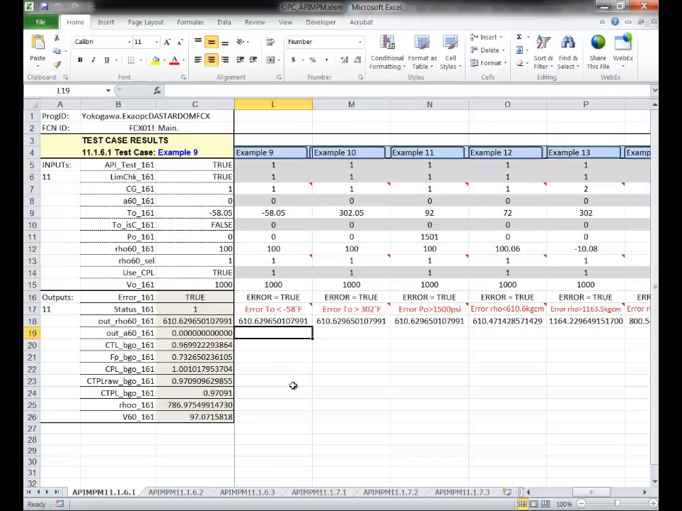Okay, that was probably a little long explanation going through each and every calculation point, but it gives you an idea of how well we match with API standards. And I'll generate another video for the other 5 liquid calculations, 11.1.6.2, 6.3, 7.1, 7.2, and 7.3.